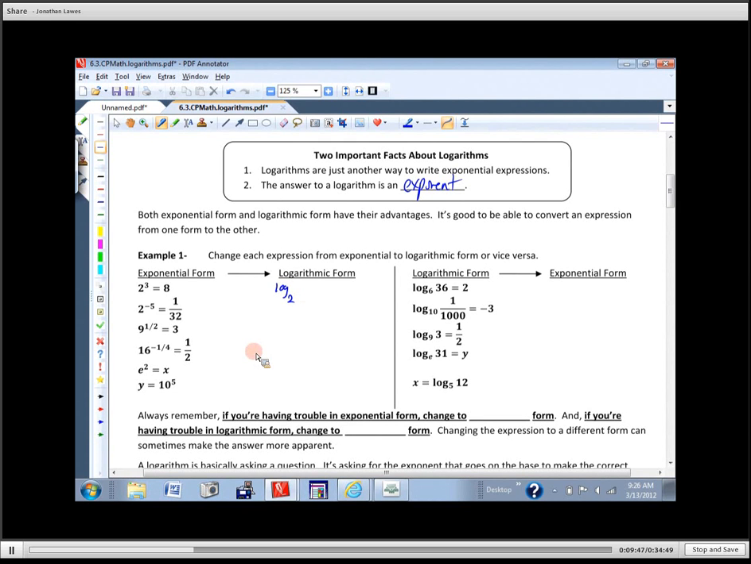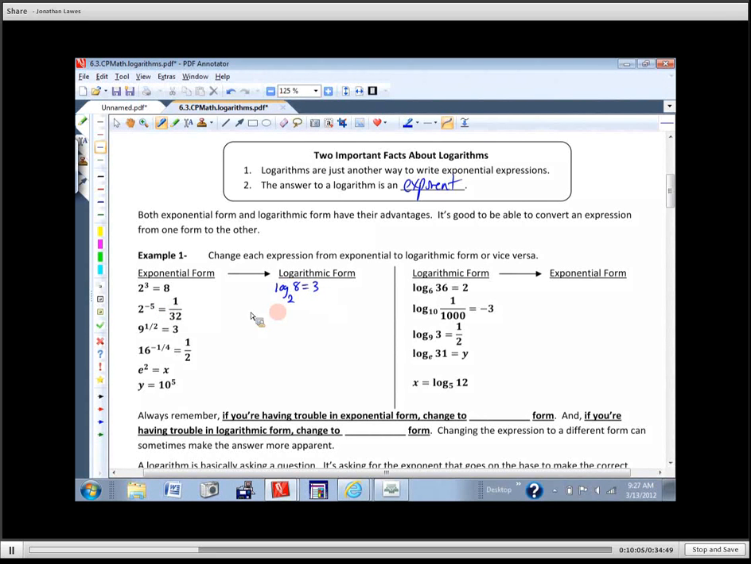Log base 2 of, okay, careful here, 8's got to go here because the exponent has to be the answer. The exponent here is the answer to the logarithm. The base is the same, and that extra number just goes right there. So log base 2 of 8 equals 3.